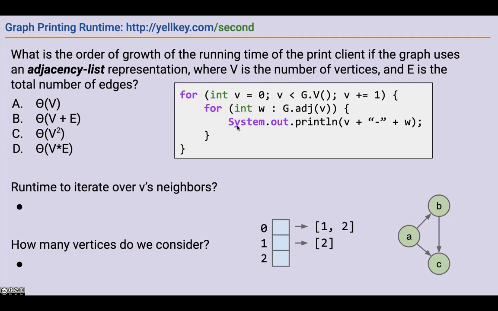So how long does it take to iterate over these neighbors? Let's think about this inner for loop. How long does it take to go through one of these lists? Well, I don't know how long the list is. This list could be empty. That means that you have no friends. So kind of depressing, but the list would be empty. Or maybe you're friends with everybody. Then this list would be huge. In fact, it would have V items because you're friends with all the other people in the class.